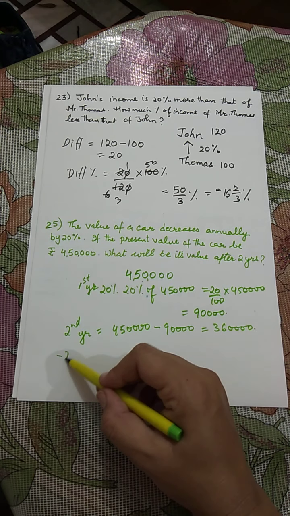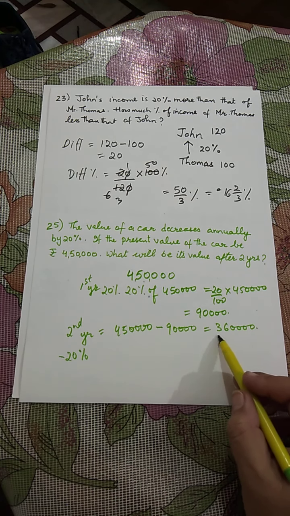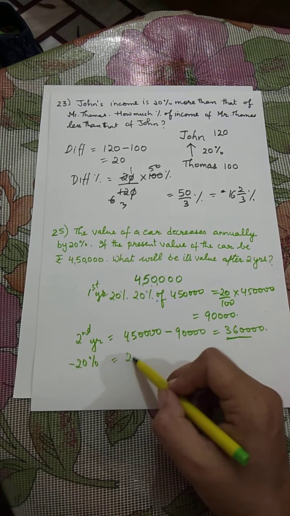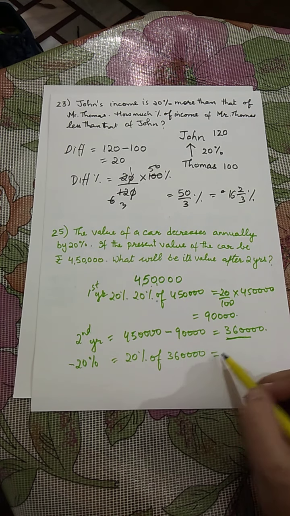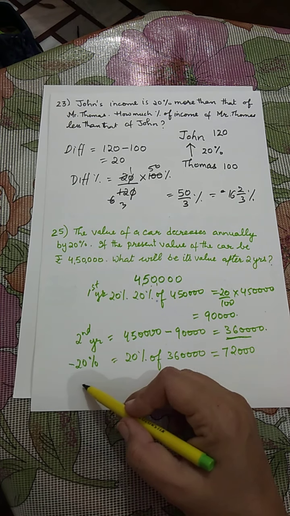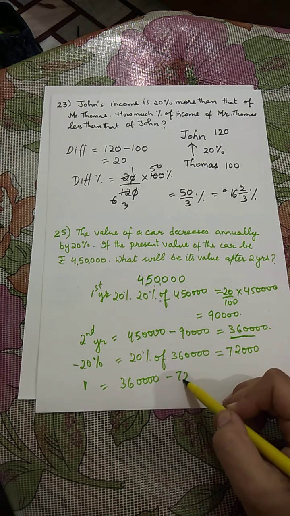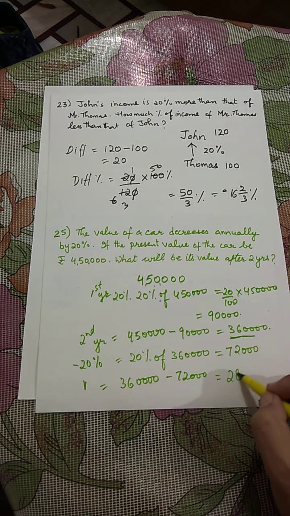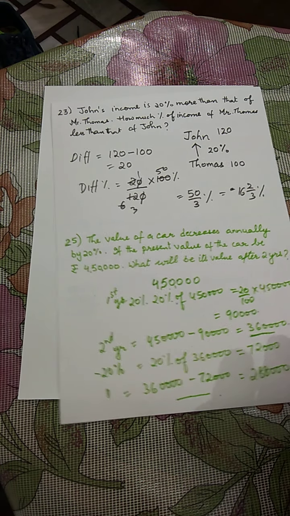Now in the second year also, again it is decreasing by 20%. Now you will find the 20% of its value at the beginning of the second year. That is, now it will be 20% of 3,60,000. Same way, when you do the calculation, you will get 72,000. So its value after 2 years will be 3,60,000 minus 72,000. That is, after depreciation of both the years, you will get 2,88,000.